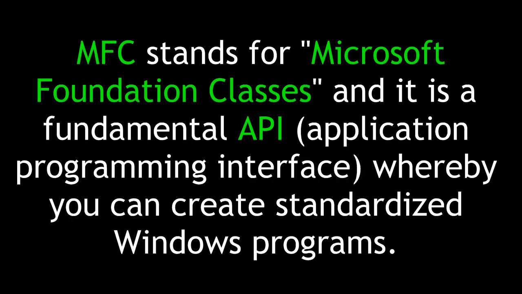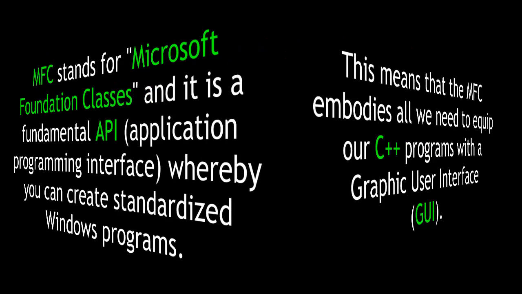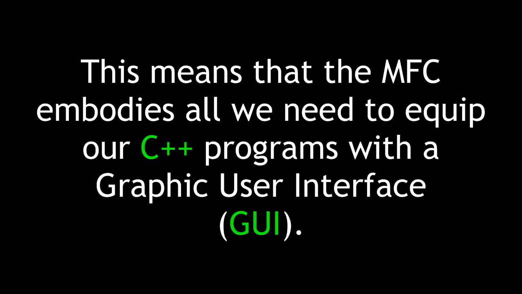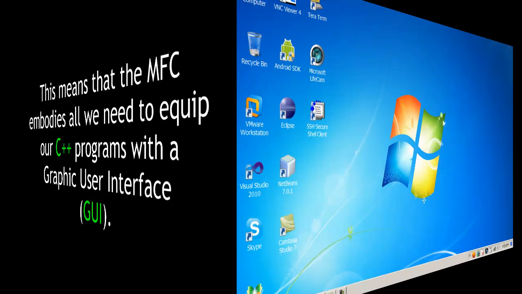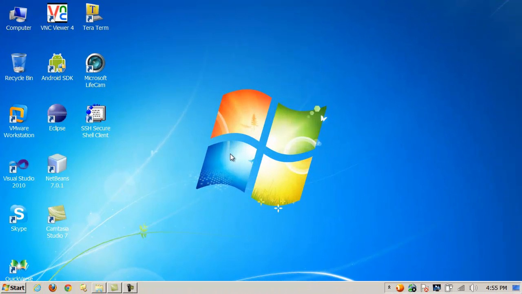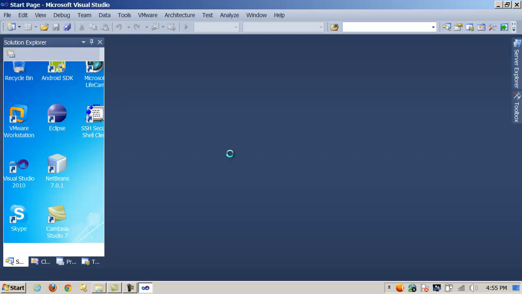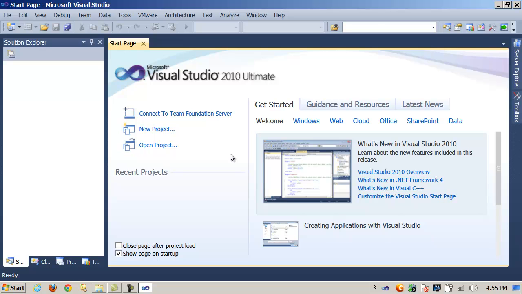MFC stands for Microsoft Foundation Classes, and it is a fundamental API, or application programming interface, whereby you can create standardized Windows programs. This means that the MFC embodies all that we need to equip our C++ programs with the Graphical User Interface, or GUI. The MFC is a great way to create interfaces for Windows programs in C++ and other languages, but we've been studying C++ lately, and it gives you a lot of the things that we're familiar with in a Windows application or program, the API or application programming interface.